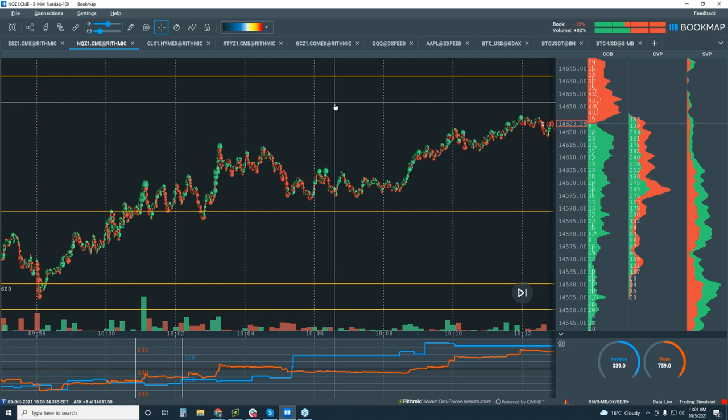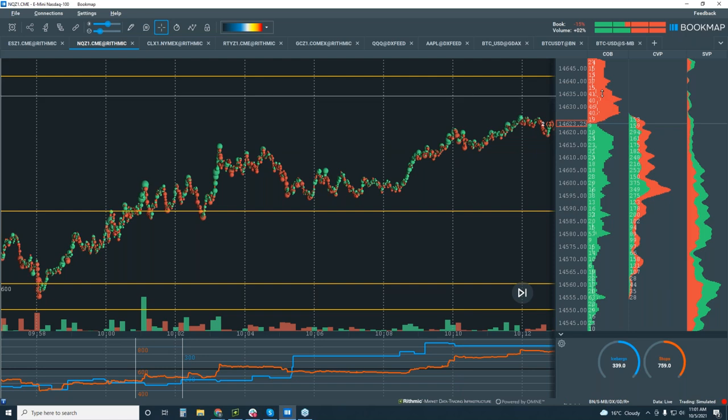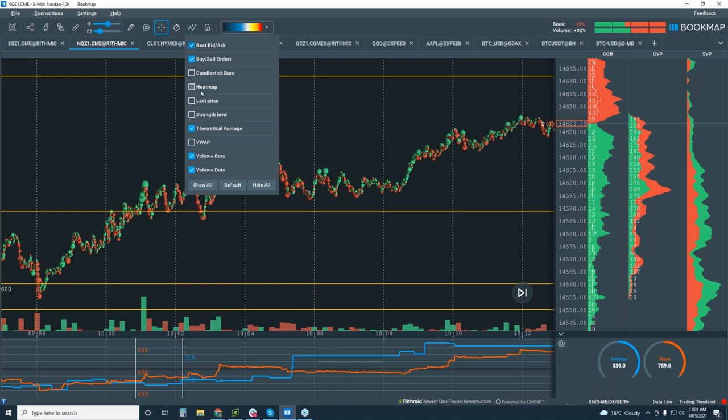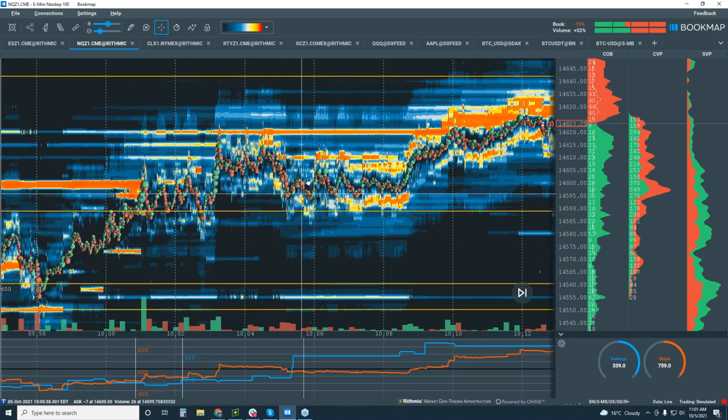What about the auction? Where are they bidding? Where are they asking? We don't know. We don't have that information here. You can get it from the current order book, but that's only the current order book. So what's the context for the historical? Okay, here it is. Now we have it because we have the heat map.